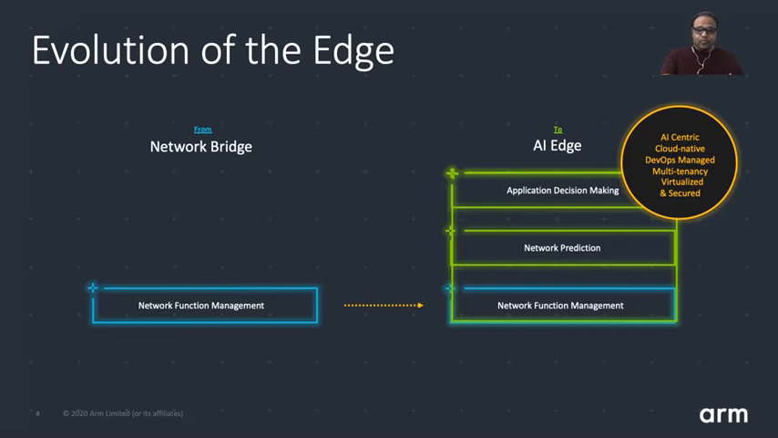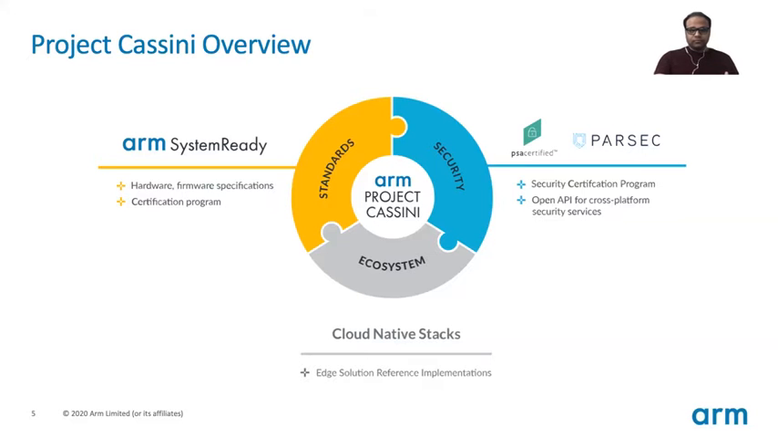So moving on to Project Cassini, right? To help this AI edge transition, ARM announced Project Cassini, the open, collaborative, standard-based initiative to deliver a cloud-native software experience across a secure ARM edge ecosystem. Now, Project Cassini is built on three foundational components.